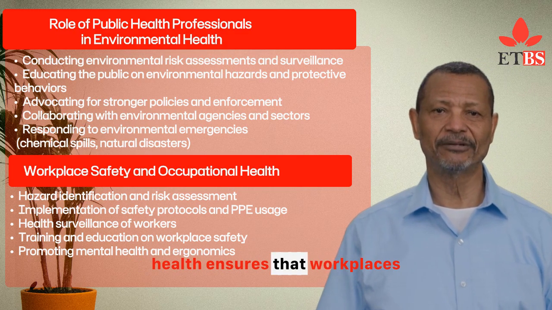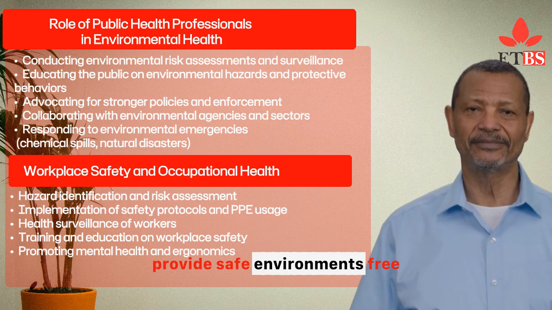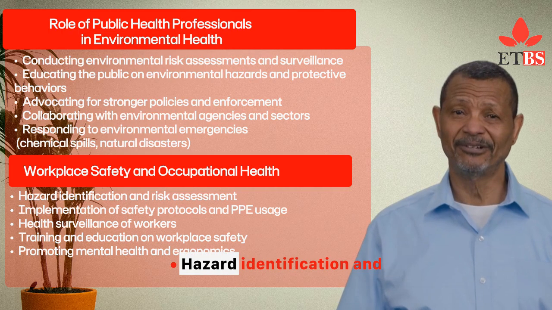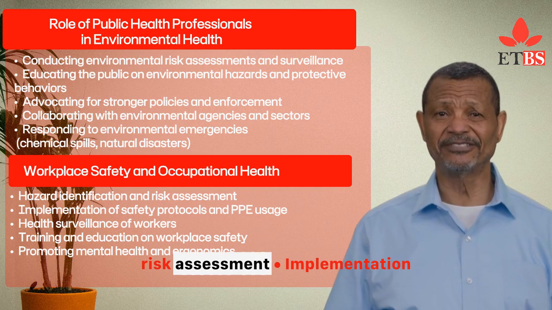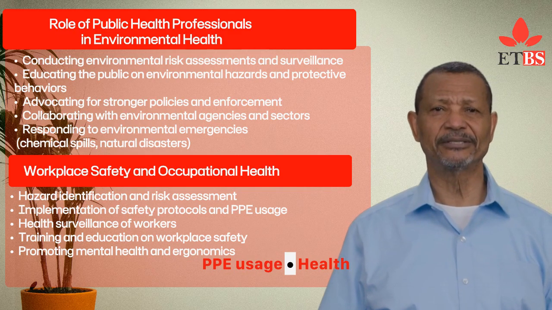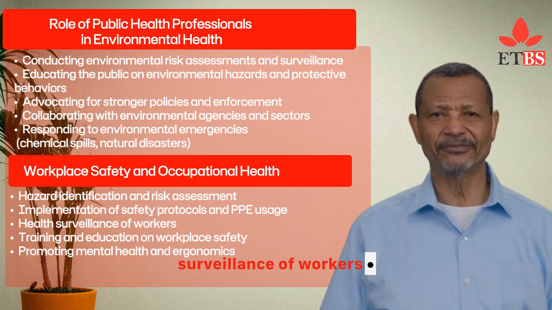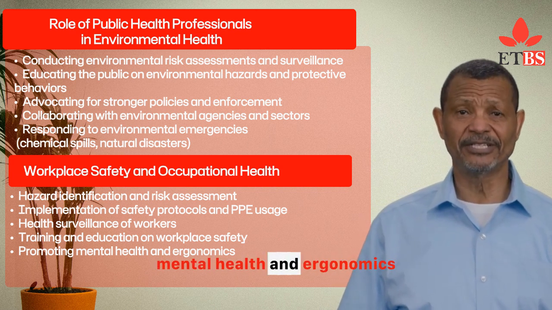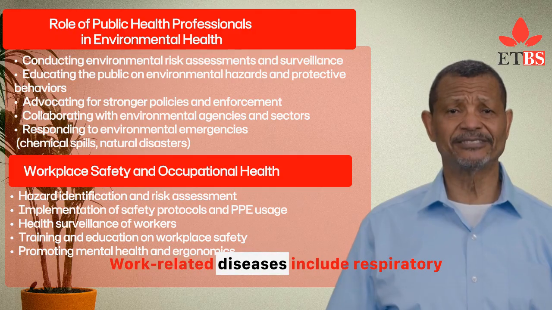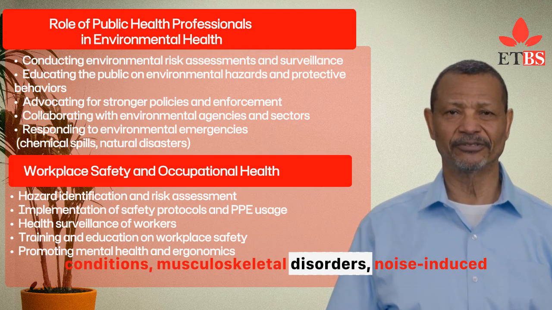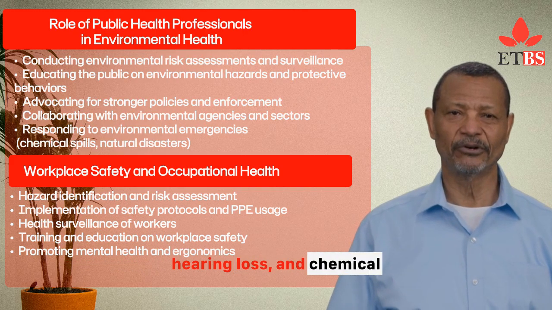Workplace safety and occupational health. Occupational health ensures that workplaces provide safe environments free from hazards that can cause injury or illness. It involves hazard identification and risk assessment, implementation of safety protocols and PPE usage, health surveillance of workers, training and education on workplace safety, promoting mental health and ergonomics. Work-related diseases include respiratory conditions, musculoskeletal disorders, noise-induced hearing loss, and chemical poisoning.